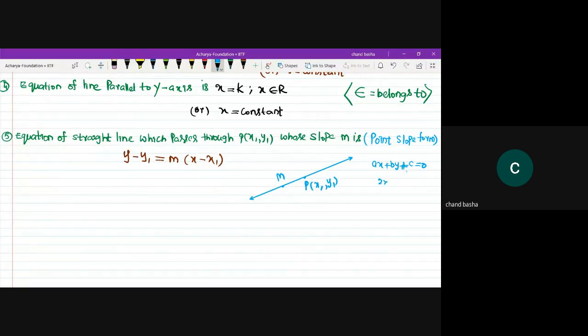Yeah, 2x plus 3y is equal to 0. Is it a linear equation in two variables or not? Same thing that I'm going to write here. Next, I'm deducing the equation of the straight line, what we studied in 8th, 9th standard.